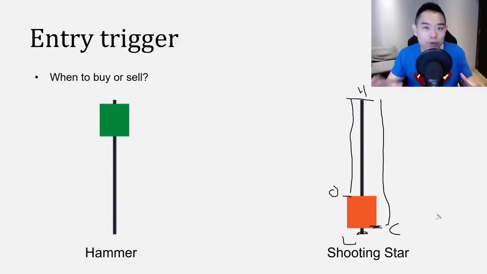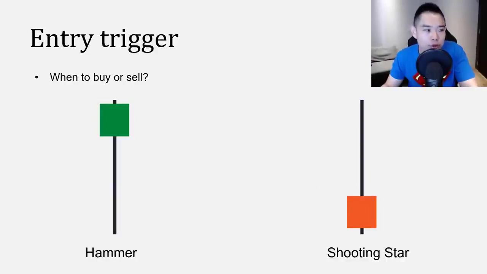So these two are very useful entry triggers to help you time your entry, to know when exactly to buy or when to sell, especially when you come across these two candlestick patterns. And as a bonus, one last thing I want to share with you is what I call the false break setup. This is not really a candlestick pattern, but it's a price pattern.